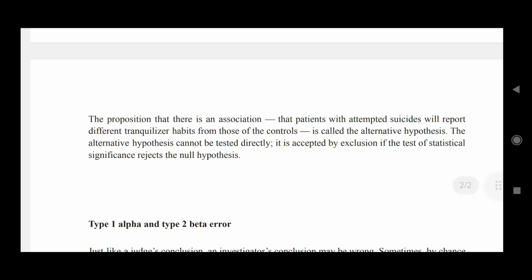The proposition that there is an association, that patients with attempted suicides will report different tranquilizer habits from those of the controls, is called the alternative hypothesis. The hypothesis which is just opposite to the null hypothesis is the alternative hypothesis, which is our research question. The alternative hypothesis cannot be tested directly. It is accepted by exclusion if the test of statistical significance rejects the null hypothesis.